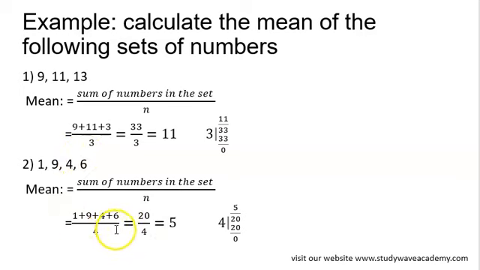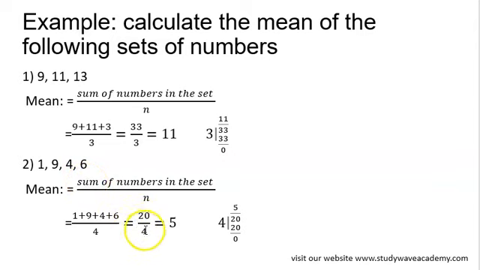Then what do we do next? We add our numerators together: 1 plus 9 plus 4 plus 6, and we have 20. When we add those numbers up, we have 20 over 4, the amount of numbers being 1, 2, 3, 4. What do we do next? We have 20 over 4 here.